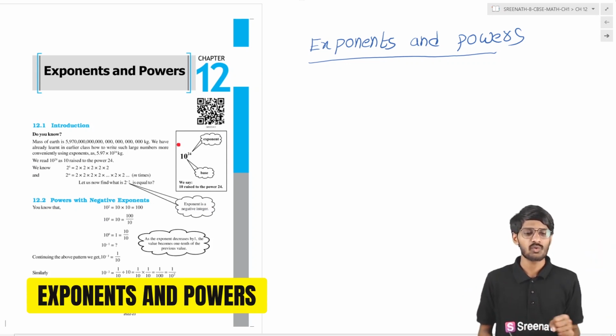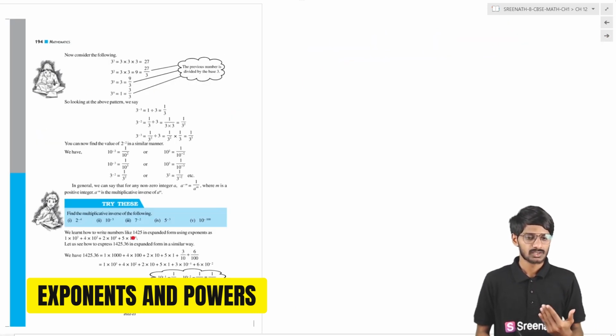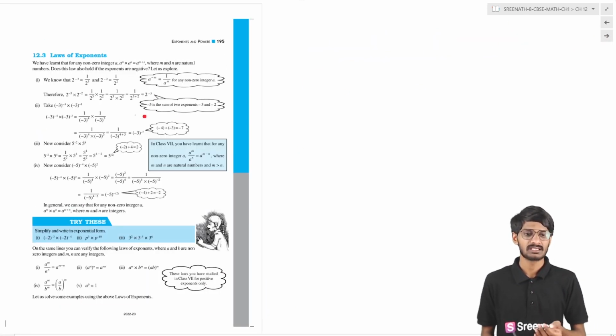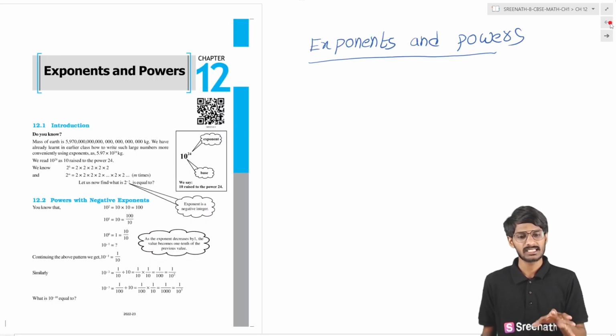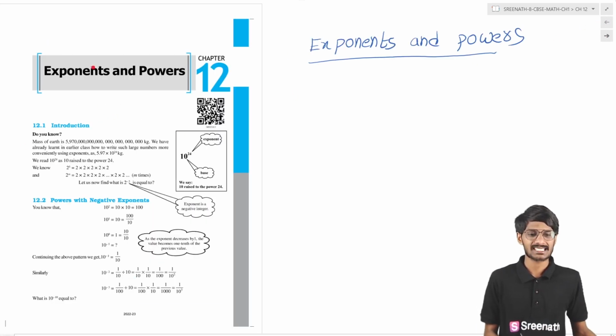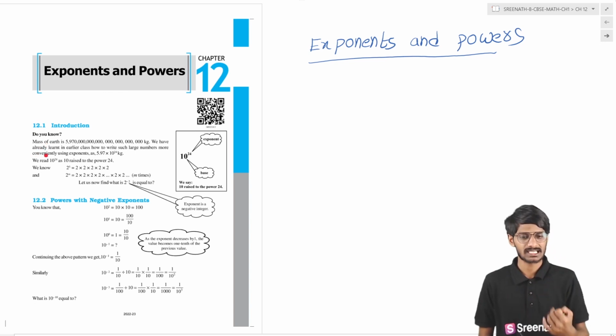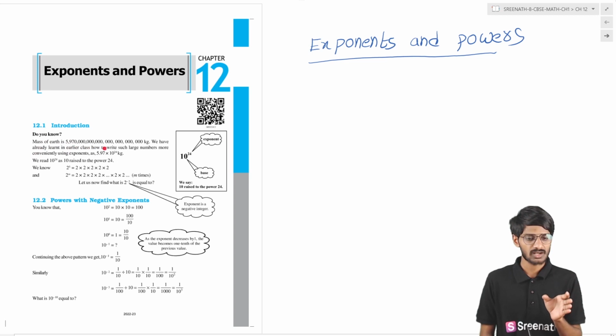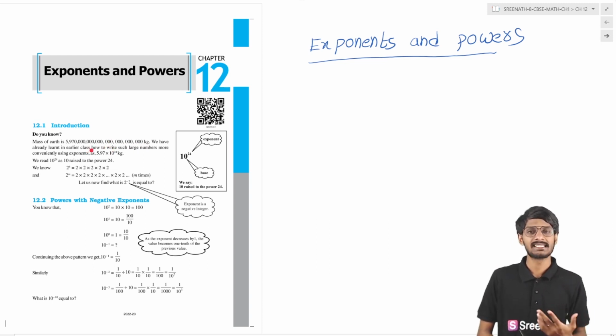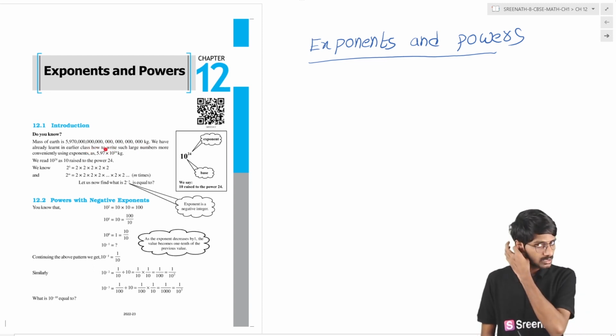Hello, students. Now we will discuss the introduction and powers with negative exponents and do some problems in this video. First, our chapter is exponents and powers. In the introduction, do you know what this is? Mass of earth is 5.97 into 10 to the power of 24. There are so many zeros. How to read that number? This is a somewhat difficult task to count, students.